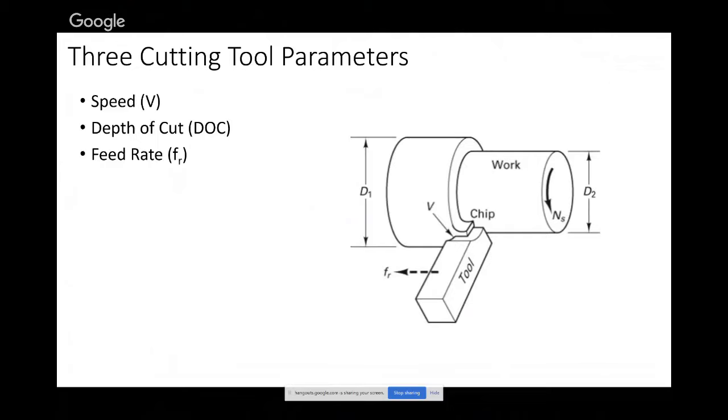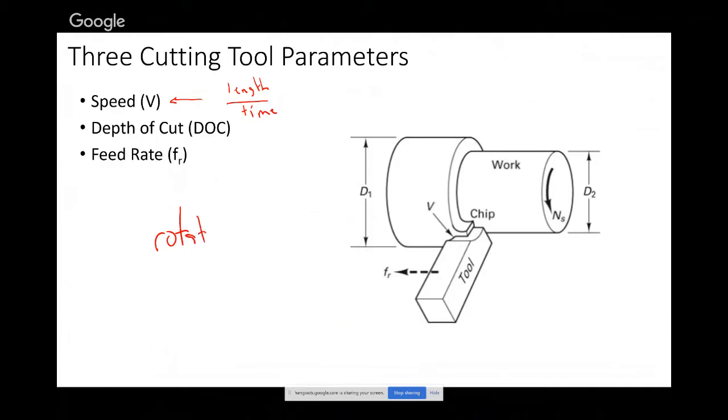Okay, the speed is not the rotation. Okay, speed or velocity, you could say, is in the units of length per time. Okay, rotation is not.